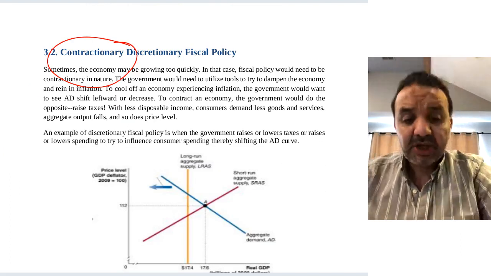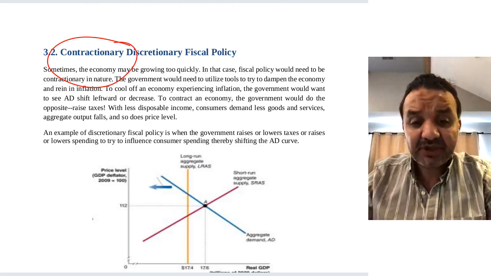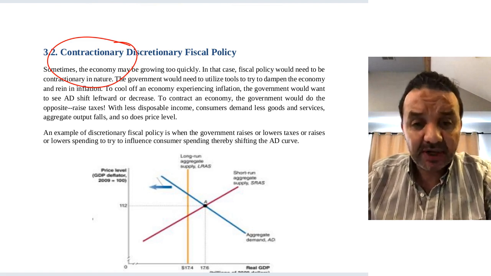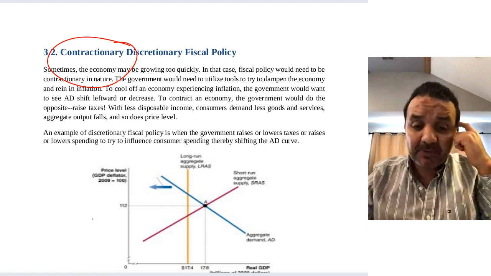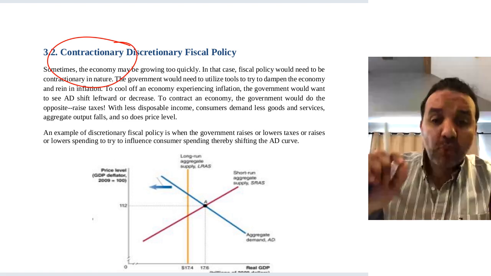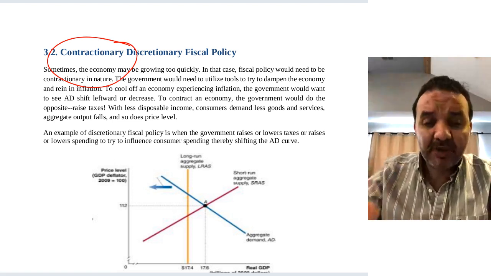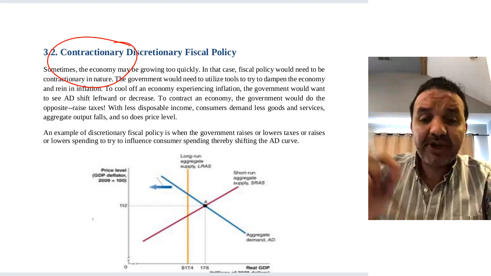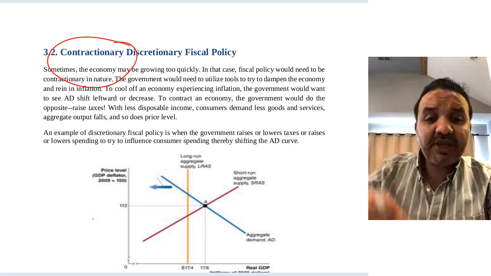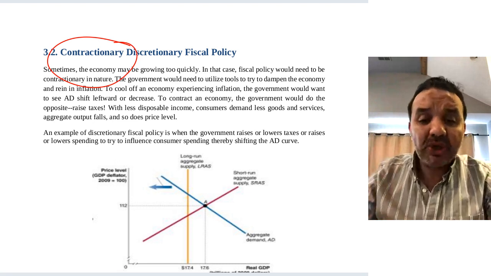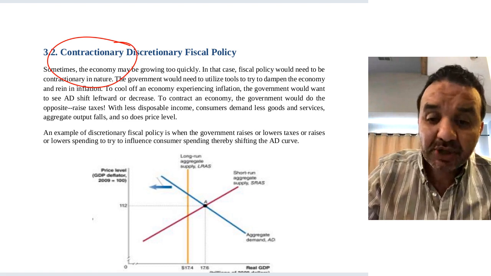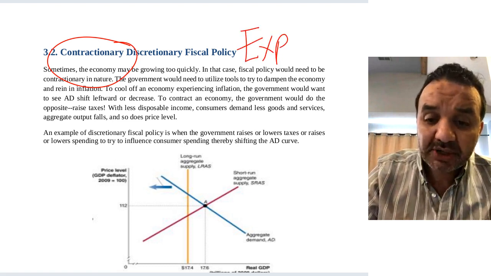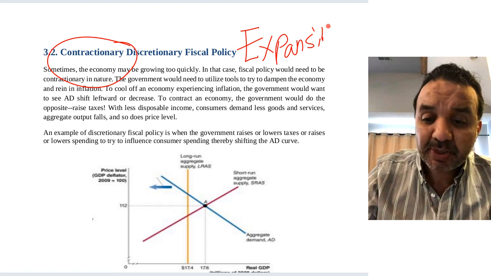Now after we are done with the expansion of fiscal policy, which was the first type of fiscal policy, let's look at the second type, which is called contractionary fiscal policy. When I explained the expansion of fiscal policy, the first question I asked was, when will the federal government implement it? That's why I'm going to repeat the same question here. When will the federal government implement what we call contractionary fiscal policy? The answer is when the economy is in expansion.